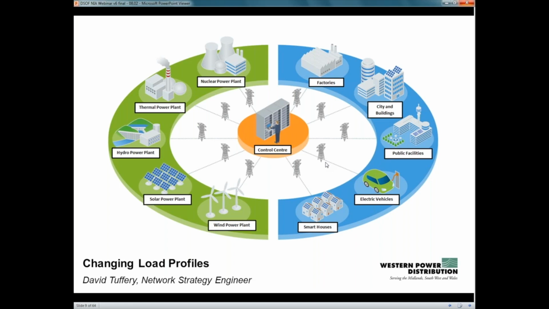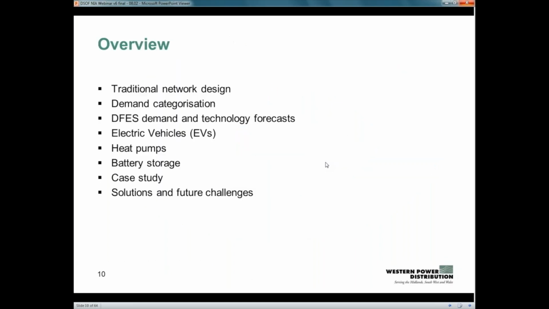We've had a lot of interesting learning from this process, looking out to 2032 and seeing how load profiles are likely to change under the different scenarios. So just a quick overview of what I'm going to cover today. I'm just going to go through some traditional network design methods and look at demand categorization and the sort of traditional demand and how generations connect in. I'll then move on to look at the generation and demand technologies that we are forecasting will connect to our network and the impact they may have.